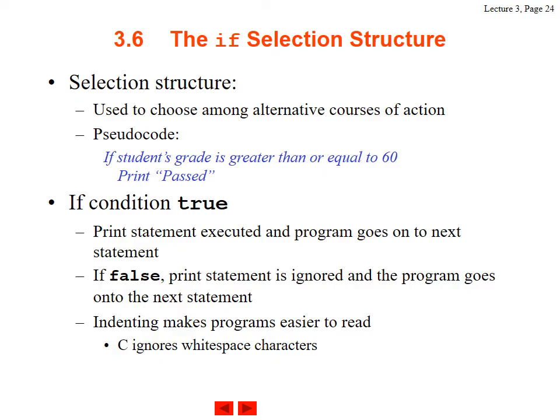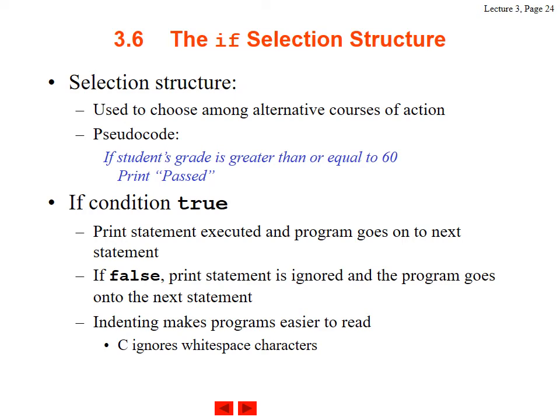Then the if selection structure, this is what we call pseudocode, just English-like code. So it's not proper C code. You should be able to convert this to proper C code. If student's grade is greater than or equal to 60, print passed. So if the condition is true, then the print statement will be executed, right? And the program goes to the next statement. If false, the print statement is ignored and the program goes on to the next statement.